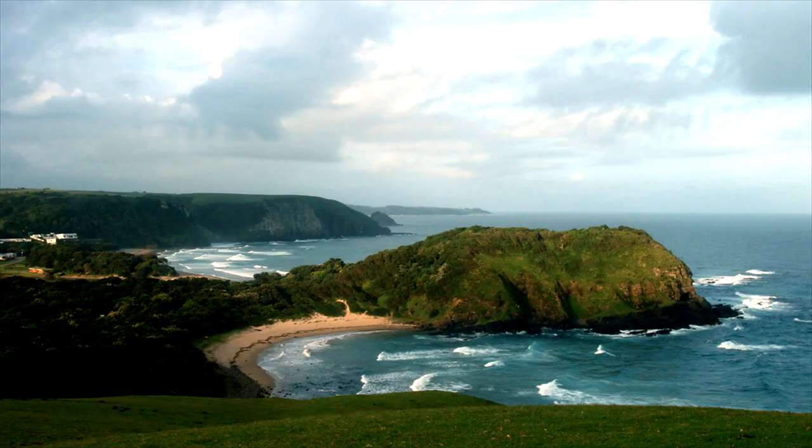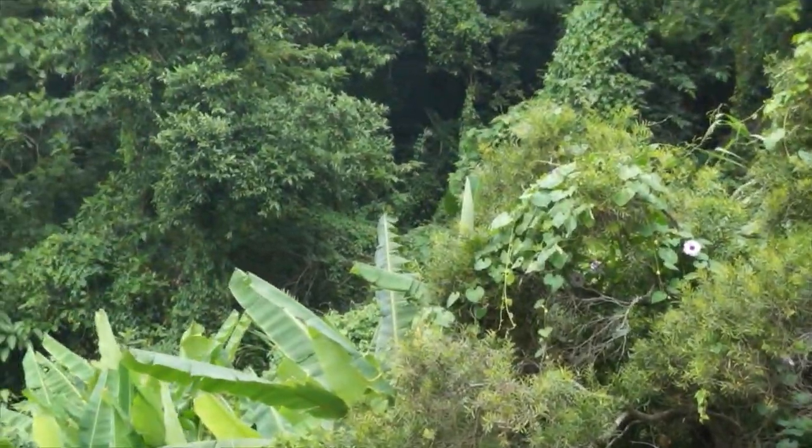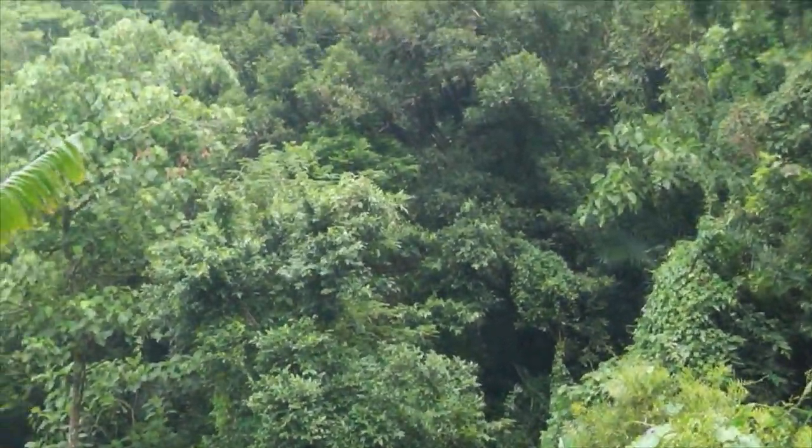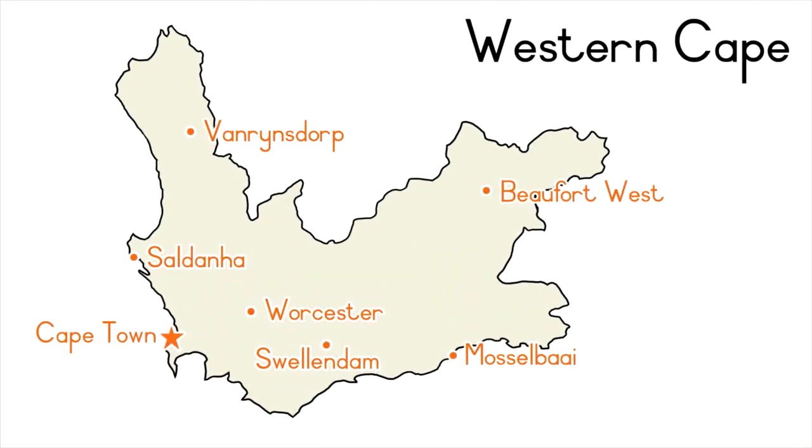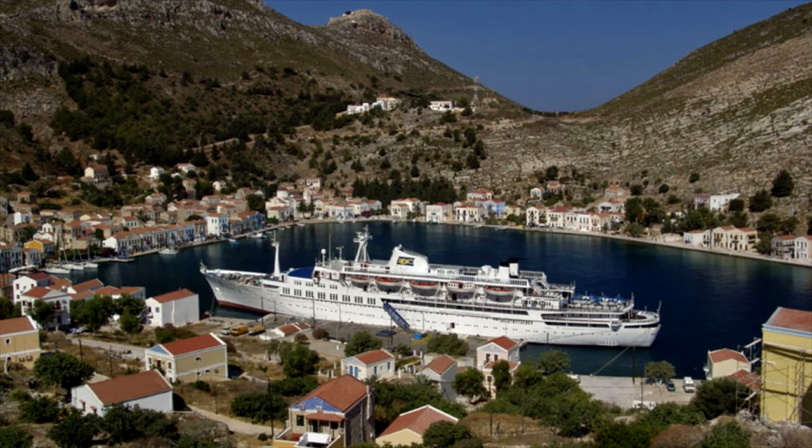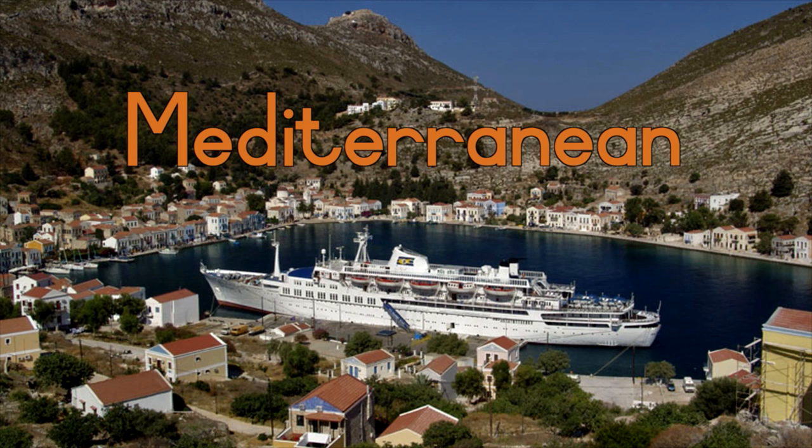Tropical fruit also grow well in subtropical climates. Subtropical climates often get more rain in summer than in winter. The Western Cape, like many coastal European cities, has a Mediterranean climate. Summers are warm and dry, and winters are wet and cold.